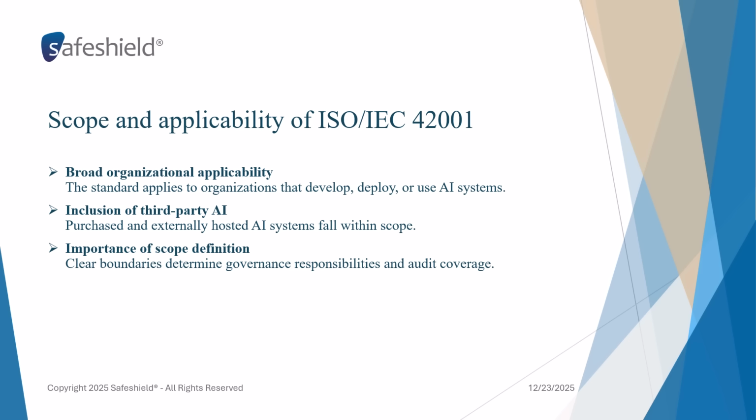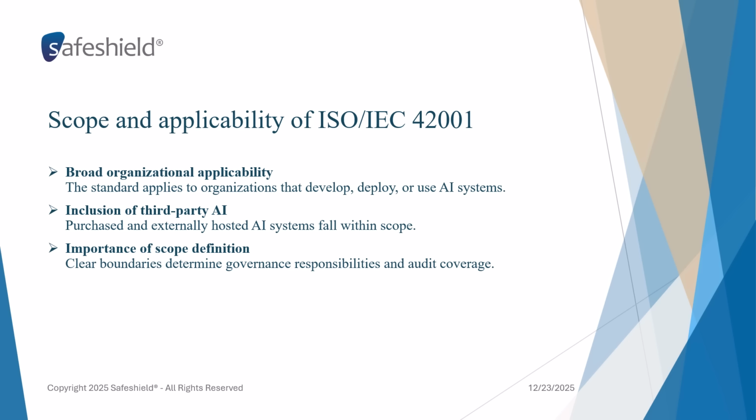ISO 42001 is applicable to any organization that develops, deploys, operates, or uses artificial intelligence systems, regardless of size, sector, or level of technical sophistication. The standard does not assume that organizations build AI models internally. It explicitly applies to organizations that acquire AI systems from third parties, integrate AI services into business processes, or rely on externally hosted AI platforms. This broad applicability reflects modern AI supply chains, where responsibility is often shared across multiple actors.